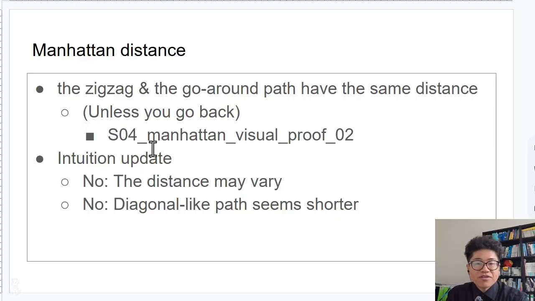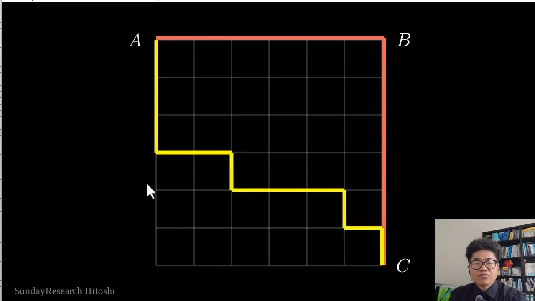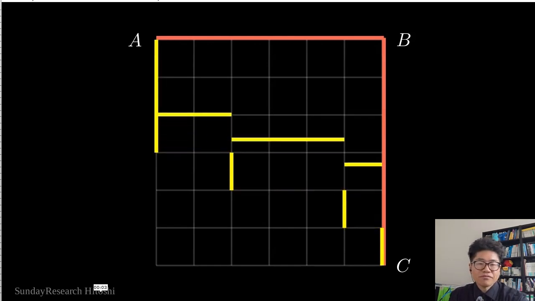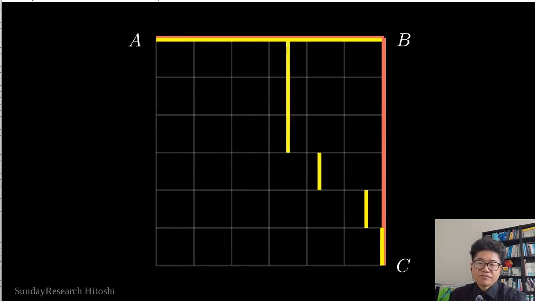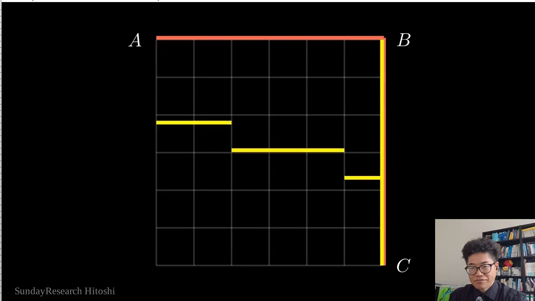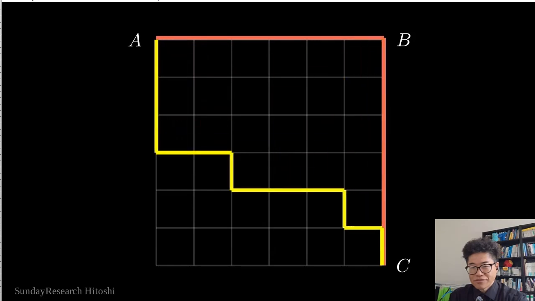The animation is a visualization, not a strict proof, but these two paths have the same distance. Any other paths also have the same distance, unless they go backward. Again, I move the horizontal part up and the vertical part to the right. So these paths are the same length.